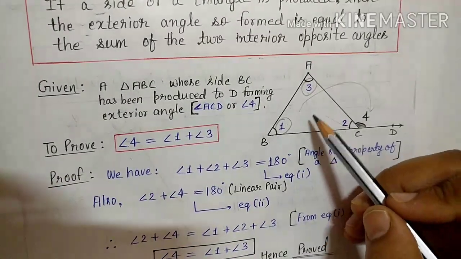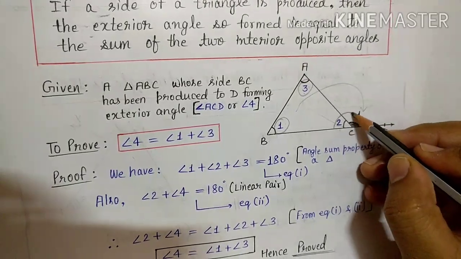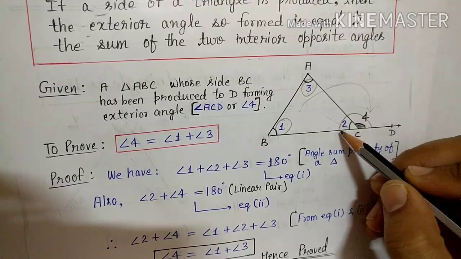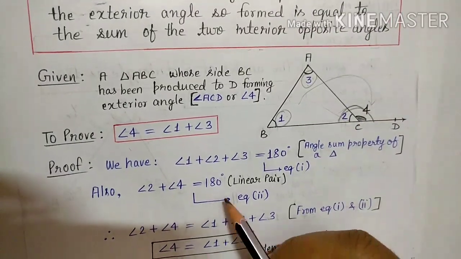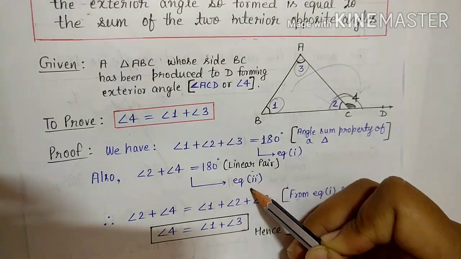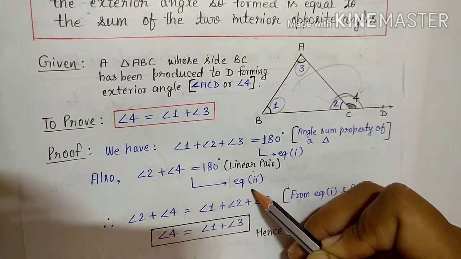Now angle 2 plus angle 4, what are they making? They are making a linear pair. So angle 2 plus angle 4 is how much? 180 degrees. This is equation second. Any doubt? I hope you don't have any doubt.